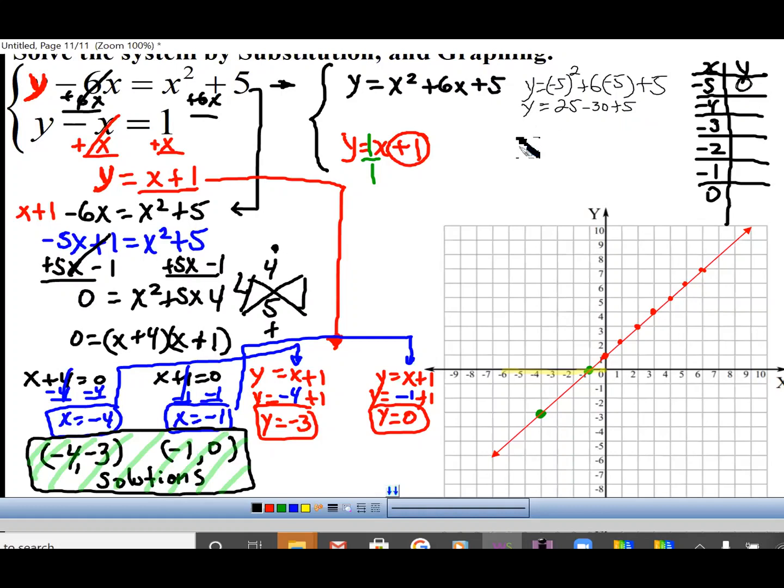Next, y equals parentheses squared plus 6 parentheses plus 5. Next value is -4. So what is -4 squared? 16. 6 times -4 is -24 plus 5. Combine like terms. What is 16 plus 5? That's 21 minus 24. That's -3.